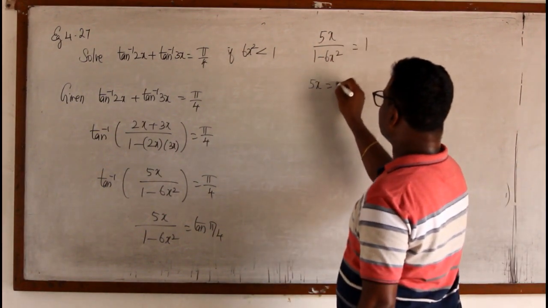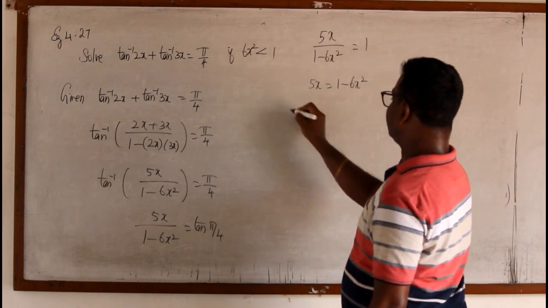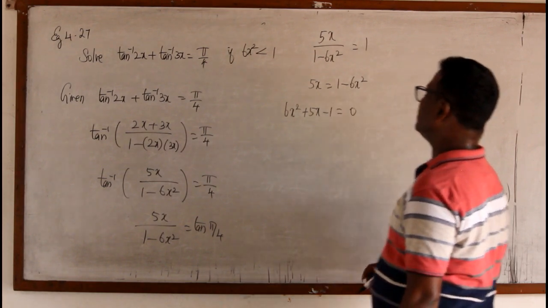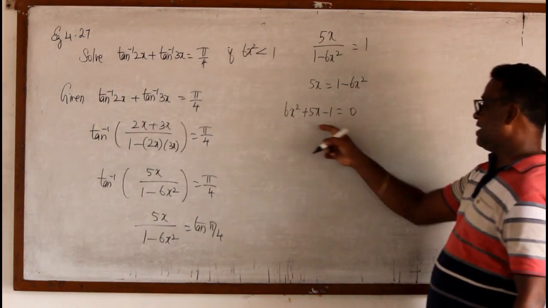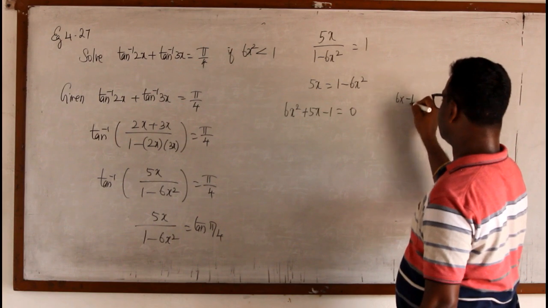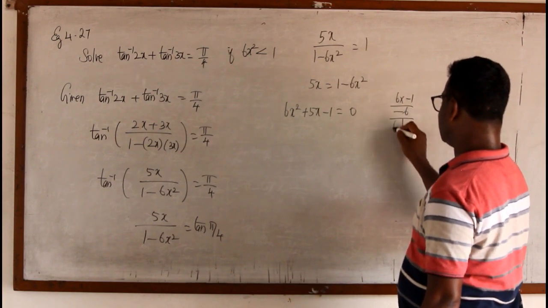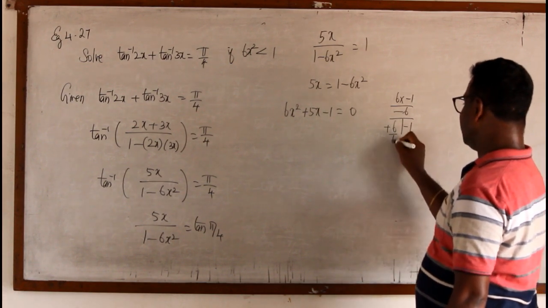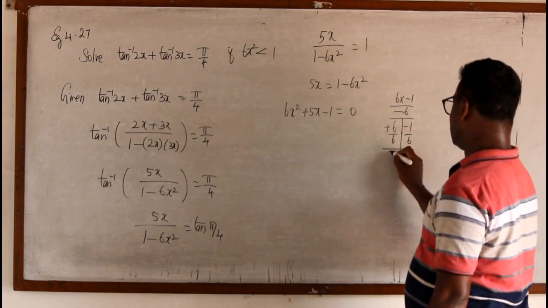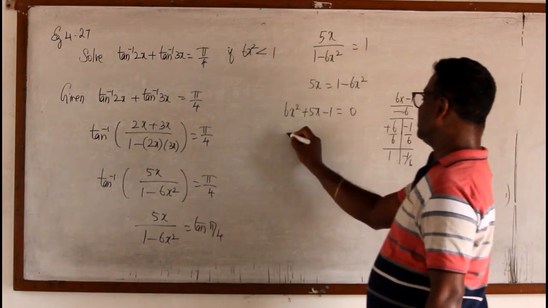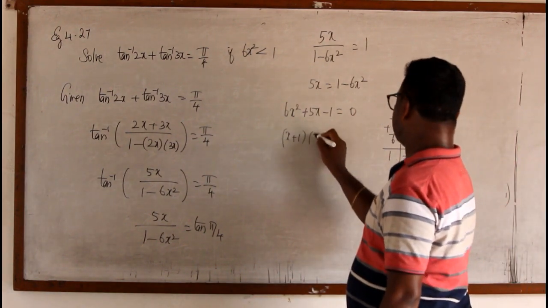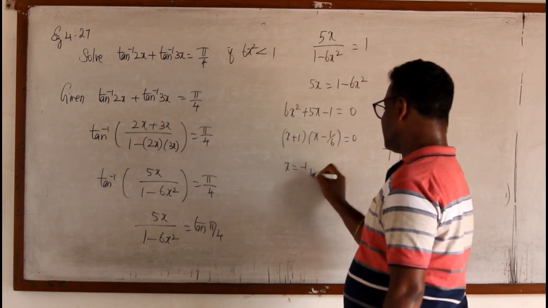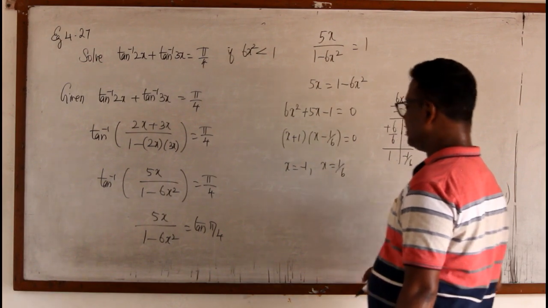Cross multiply 1 minus 6x square. Take it to this side: 6x square plus 5x minus 1 equal to 0, which is a quadratic equation in x. So here 6 into minus 1, minus 6. So the factors of 6 are, I need plus 5, so plus 6 and minus 1. When we divide by 6, it is 1 and minus 1 by 6. So it is x plus 1, x minus 1 by 6 equal to 0. x equal to minus 1, comma, x equal to 1 by 6.